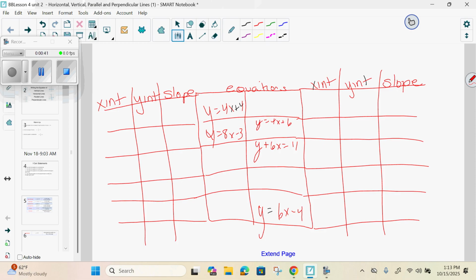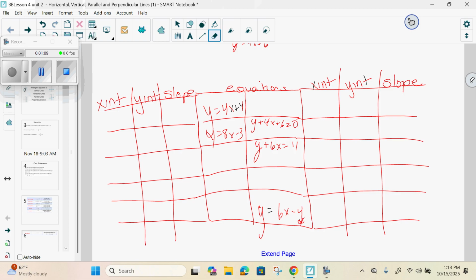Oops, that's not right. Y plus 4x plus 6 equals 8. So the reason I'm looking at those is those should be incredibly easy. Incredibly easy.